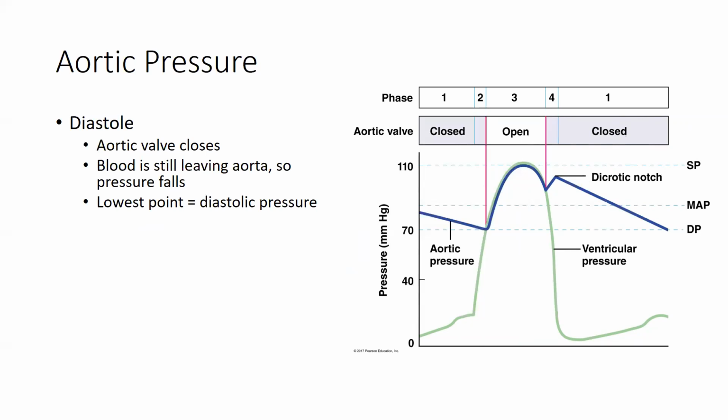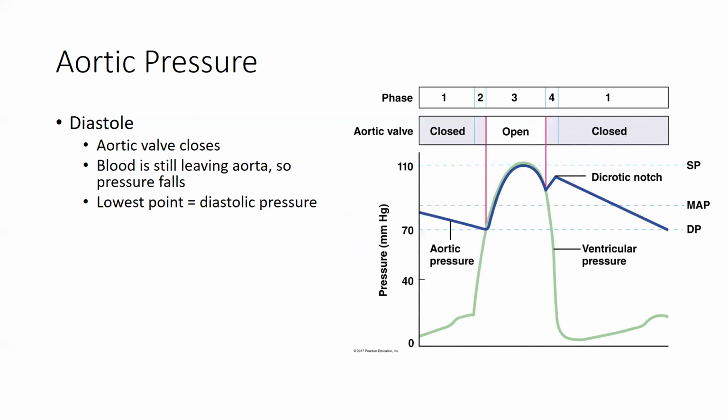So blood is going to be leaving the aorta, moving throughout the rest of the body, and it's going to drop the pressure in the actual vessel. The AV valves are closed. The semilunar valves are closed. Blood is no longer moving through the semilunar valve, and so the pressure in the vessel decreases. As that pressure decreases, it's going to get to its lowest point, and that is called diastolic pressure, right?